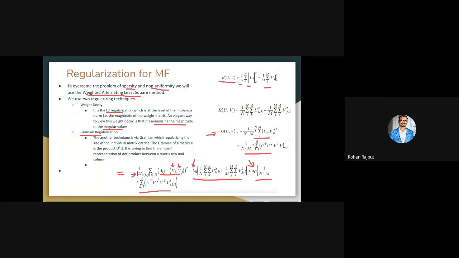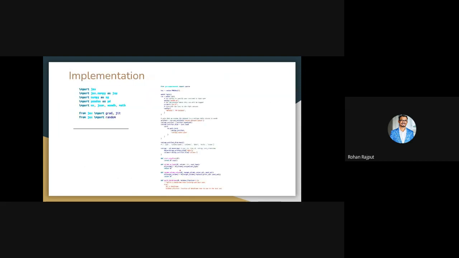Now, how to do that? There is no closed form solution for this equation. So, as we discussed before, we'll use the alternating least squares method to keep one entity constant and update the other one. In the second turn, we keep the other entity constant and optimize the second one.